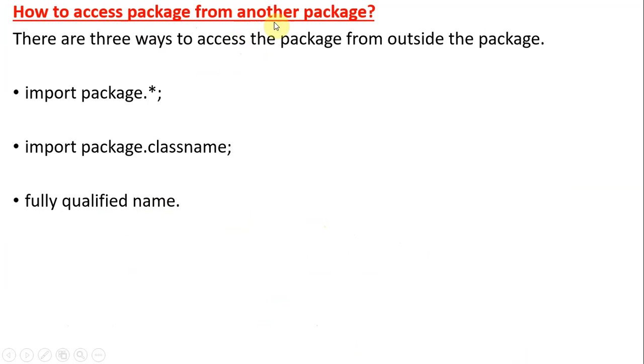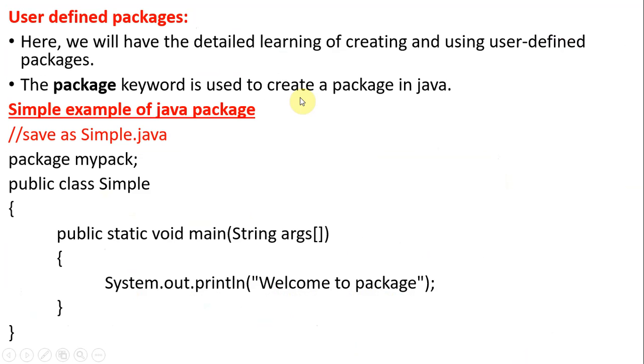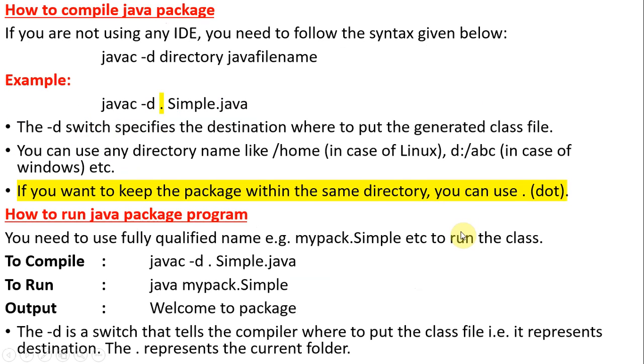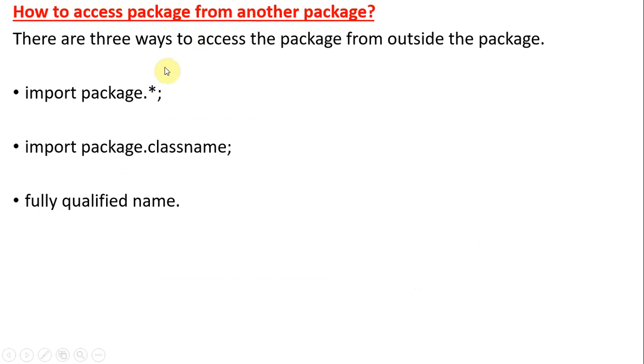And how to access a package from another package. Okay, so this is one package. If you want to access this package from another package, what are the different ways? Here we have three different ways. One is by importing package.star, the second one is import package.class name, and the third is the fully qualified name. We'll see one by one.